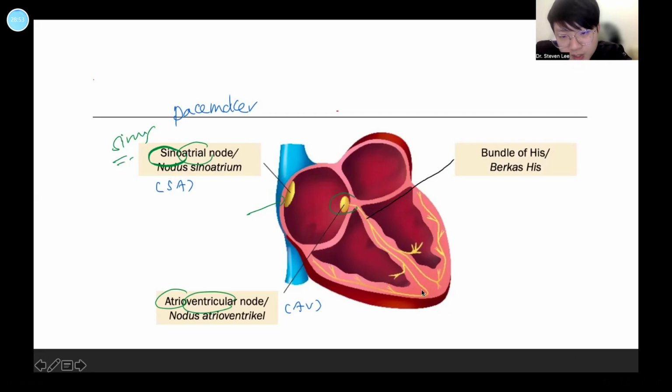Okay, then you have your bundle branches. This is bundle branches, but then you can just call this bundle of His. No one will say it's wrong. Bundle of His. And then over here, the one in the ventricle, this is called Purkinje fibers.